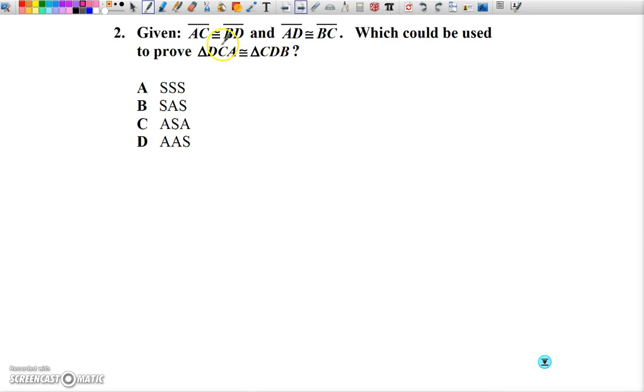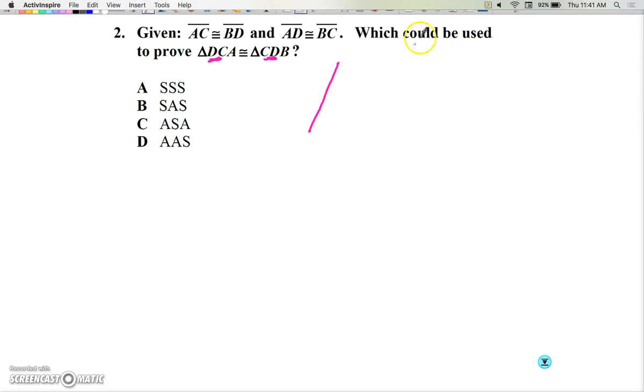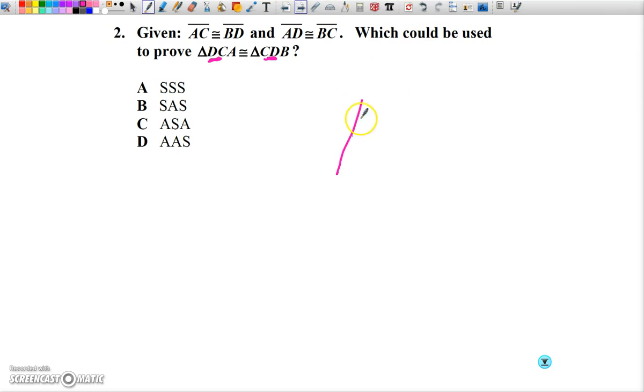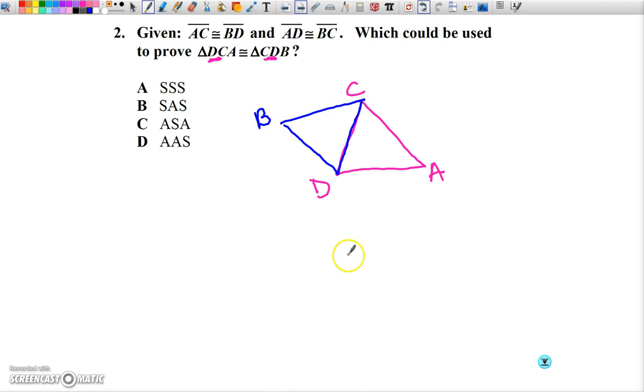All right, number 2, which could be used to prove that these two triangles are congruent, and you have two sets of information. Well, I want you to first look at the letters and notice that DC is in both of them. So what has to happen when you draw the triangle, which you should draw out. So here we go, DC, A. And then I'm going to draw the other one, but see how this is the same? That means it's the same line right here, CD, except then it has a different vertex over here.